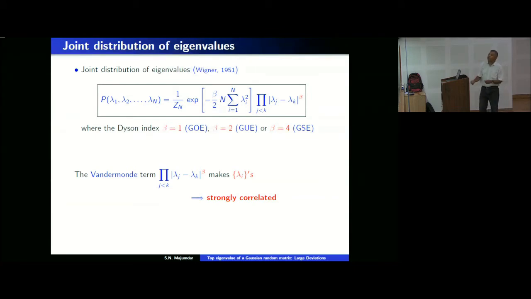Here you see that because of this term, the eigenvalues repel each other. The probability that two eigenvalues are very close to each other goes to 0, okay? Because of this interaction term, they repel each other. And this is what is called eigenvalue repulsion in nuclear physics.